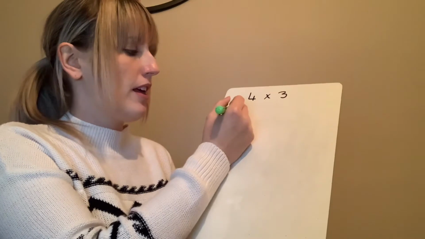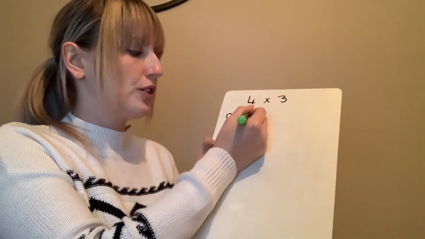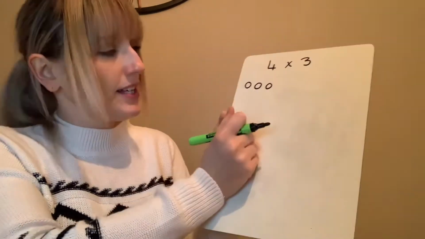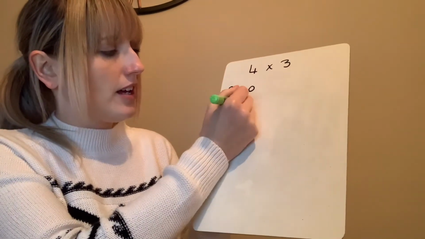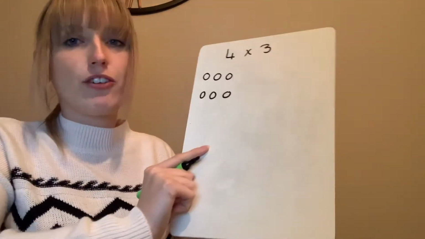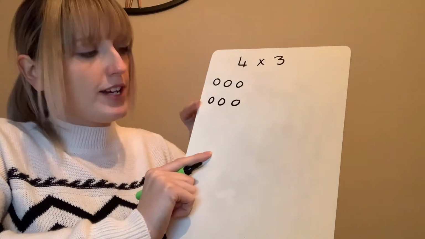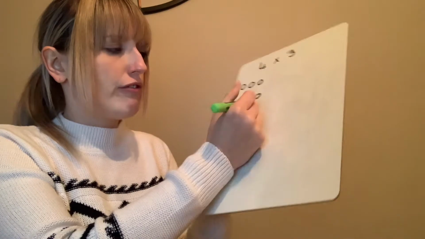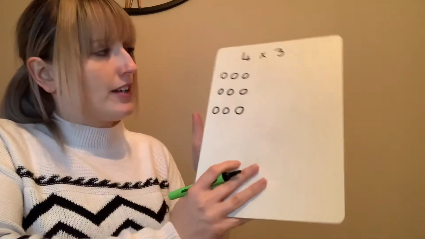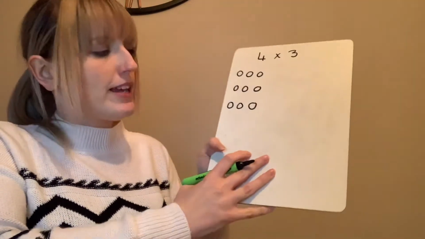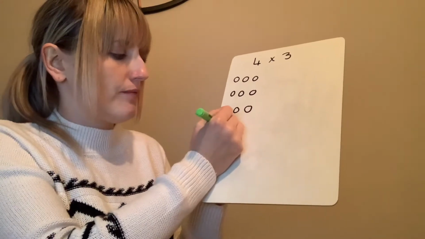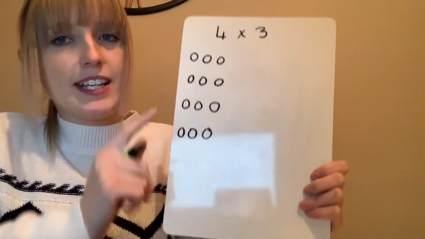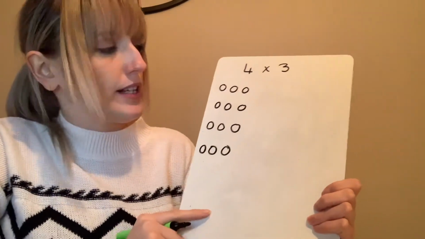So there's 1 lot of 3. There's my first lot of 3 Smarties. There's another lot of 3, so now I've got 2 lots of 3. Now I've drawn 3 lots of 3, so I need 1 more to make 4 lots of 3. And to find the answer, you'd count all of your Smarties.